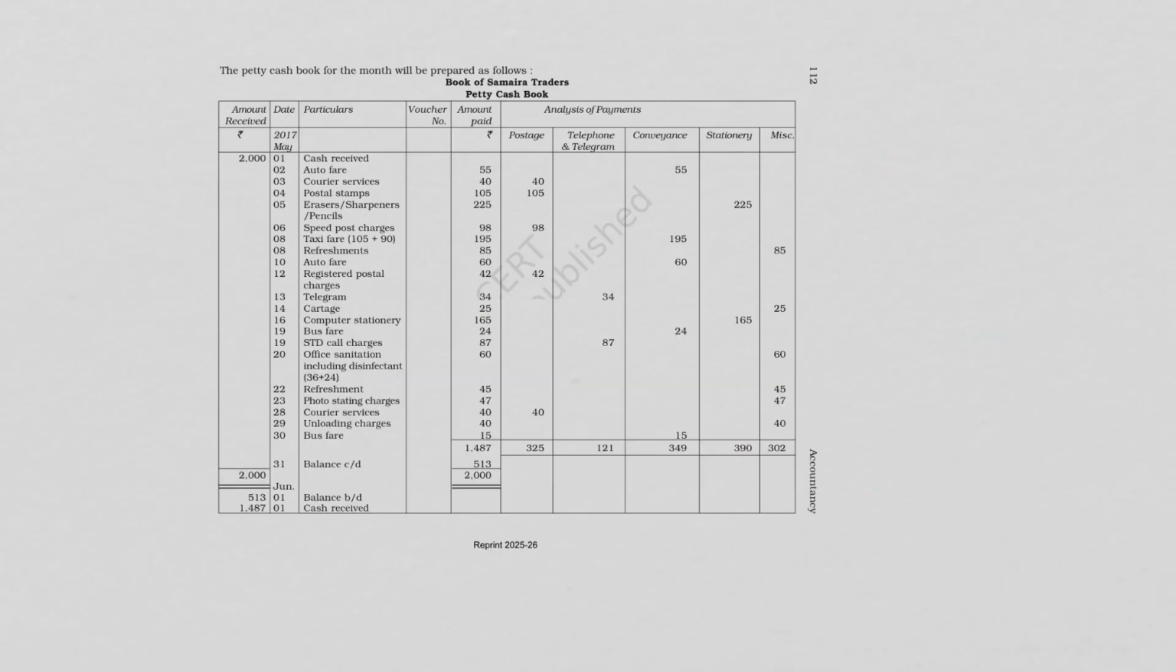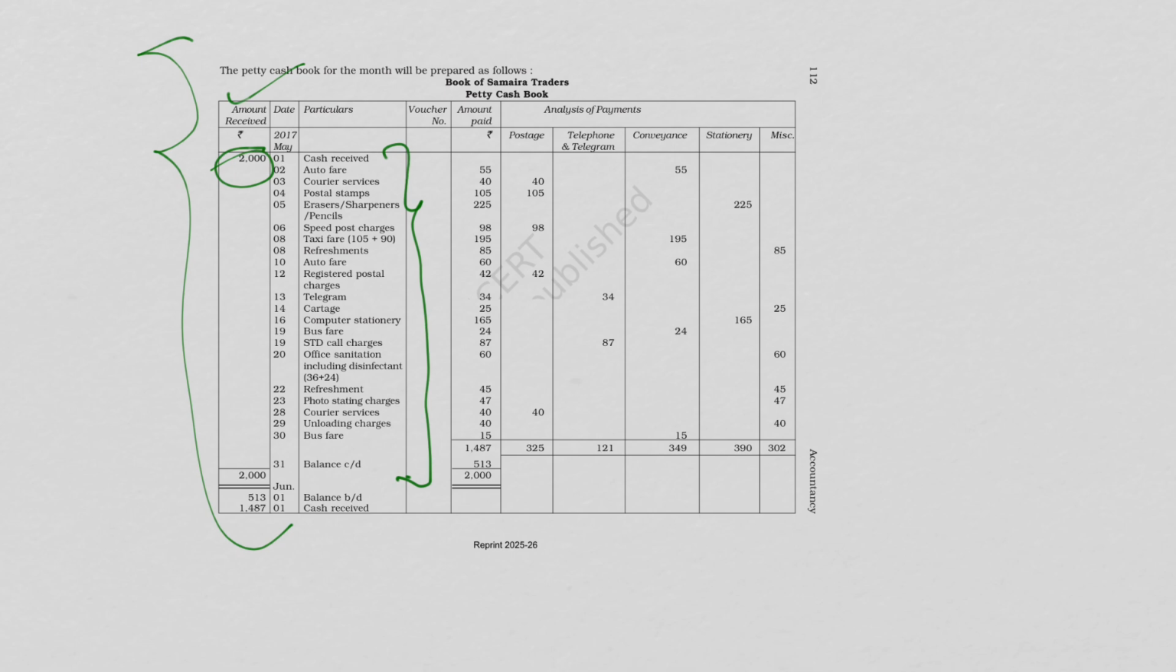So let us see this petty cash book that has been prepared in the books of Samara Traders. We have received this 2000 amount, and these are the list of the expenses that are being made. We have received cash at the beginning of the month, and after that various expenses are made, like auto fare, courier services, postal stamps, stationery items, postage expense, taxi fare, refreshment, auto fare, instant post, again stationery, STD call charges. So all these small expenses have been made.